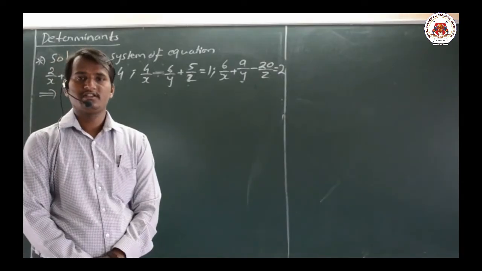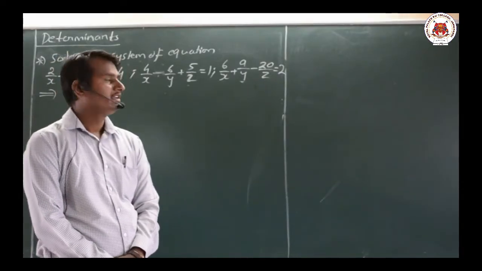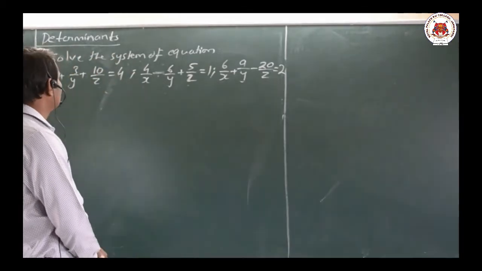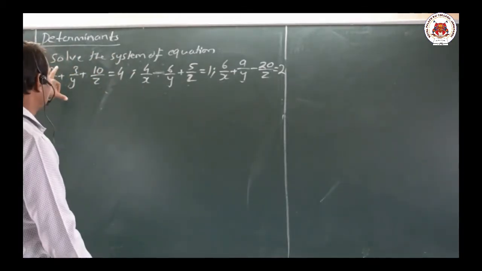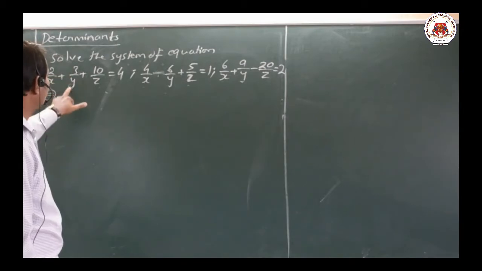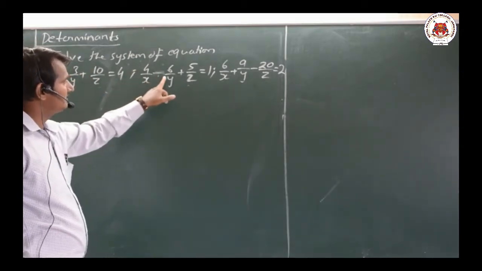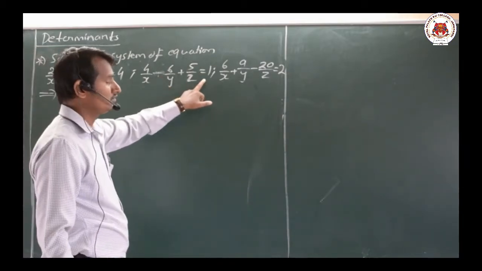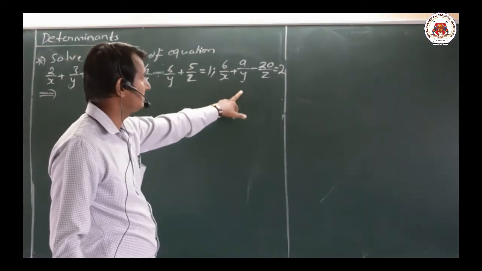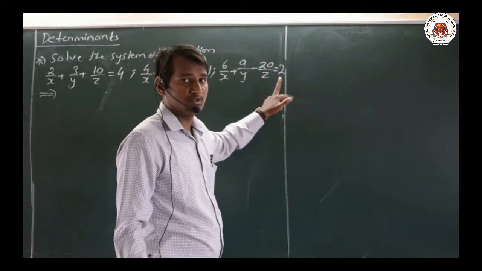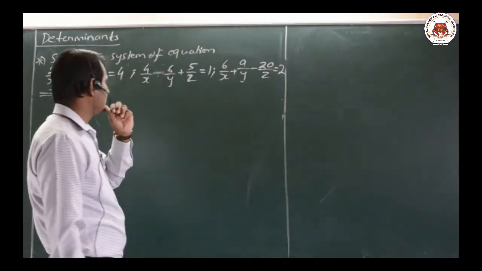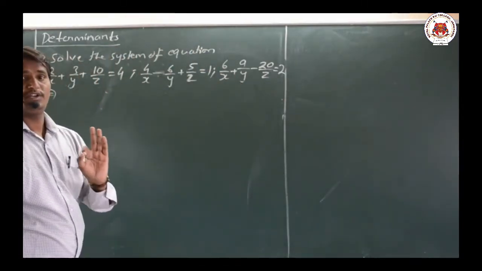Okay dear friends, now let us move on with the next problem. Here in this next problem we have to solve the system of equations: 2/x + 3/y + 10/z = 4, 4/x - 6/y + 5/z = 1, and 6/x + 9/y - 20/z = 2. Again we require to find x, y, z.